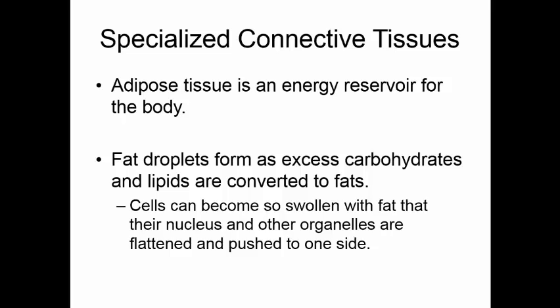Our next type of specialized connective tissue is adipose tissue. Adipose tissue is an energy reserve for the body. It's the tissue that is designed just to hold fat and store energy for the rest of your body. Fat droplets form as excess carbohydrates and lipids inside of your tissues are converted directly to fats inside of your adipose tissue.